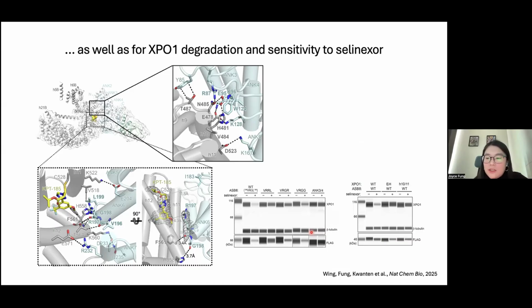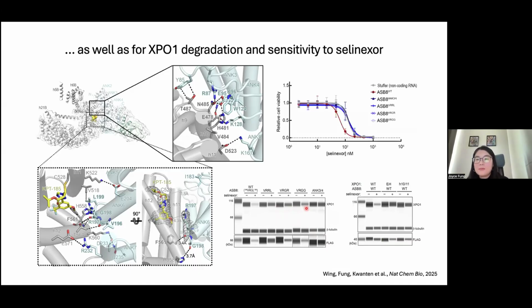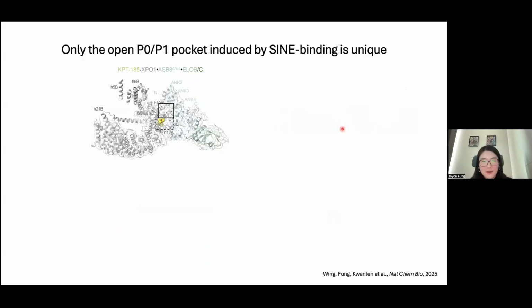These mutants were also tested in cells, and we could see that these mutants do not cause Expo1 degradation like the wild type as efficiently. Bert also tested these mutants in the selinexor sensitivity, and indeed the mutants do not kill cells as effectively as ASB8 wild type. There is more cell work that I could show you that I don't have time for today. You could look into the paper if you're interested.